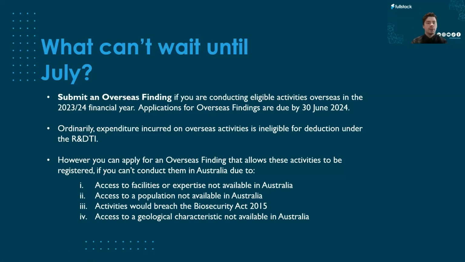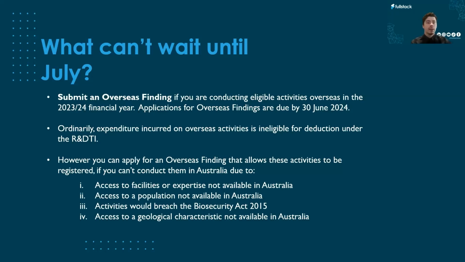And the final thing in our checklist of things you need to do before July is submit an overseas finding if you're conducting eligible overseas activities in 2024. So you have to submit an overseas finding application within the financial year that those activities are conducted. However, the outcome will probably come after the financial year, but you can always submit an amendment to your company tax return to register the cost of those activities later.